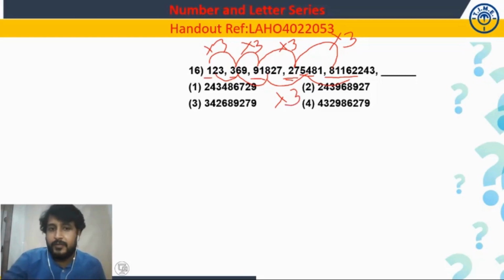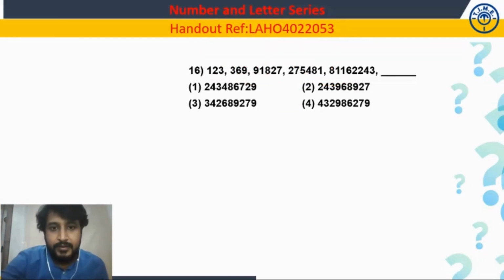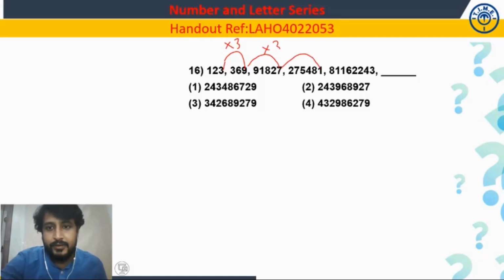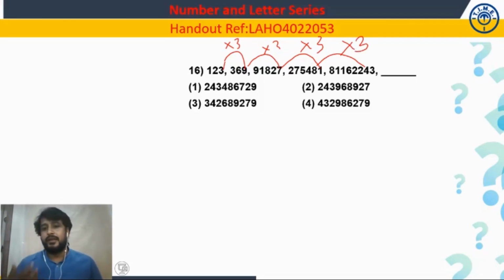Now look at the third set of numbers, 3 and 9, again into 3. 9 and 27, into 3. 27 into 3 is 81, perfectly matching. 81 into 3 is 243. So the pattern is into 3, into 3, into 3.